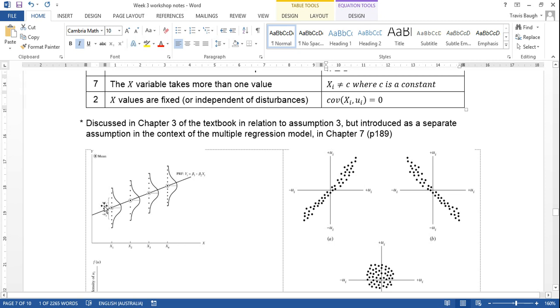The disturbance term in this diagram represents the difference between an actual Y value, let's say this top one, and the expected Y value given this value of X. So the disturbance term is the actual minus the expected, and we get positive errors here, negative errors here. The assumption says that the average of those should be 0.